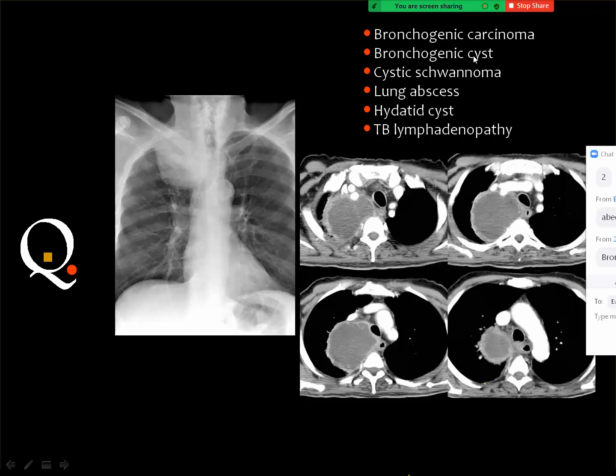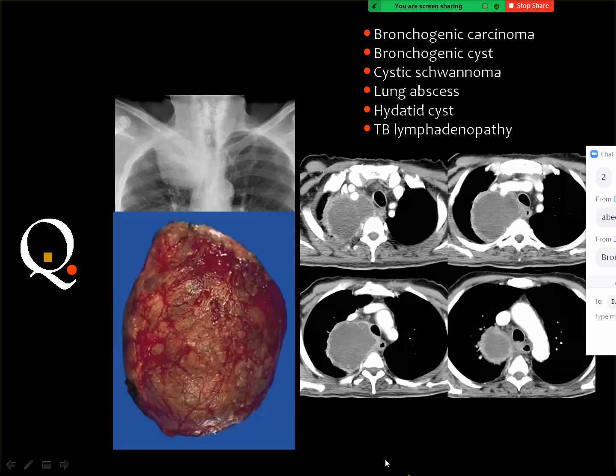And also TB lymphadenopathy, you know, this should be multiple, and they are usually adherent to each other, and they usually do not show a single necrotic mass. This is a bronchogenic cyst.